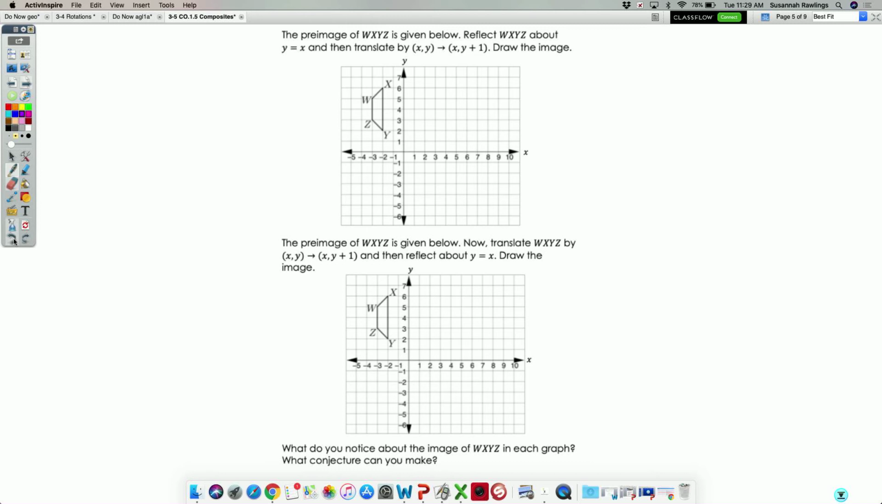All right. So looking at our top one, and I'm going to write as small as possible because we're going to need all this room up top. So it says the pre-image WXYZ is given below. We're going to reflect it across y equals x, and then translate it with that coordinate rule, and it says to draw the image. So we're going to have two transformations here. My first one is reflecting across y equals x.